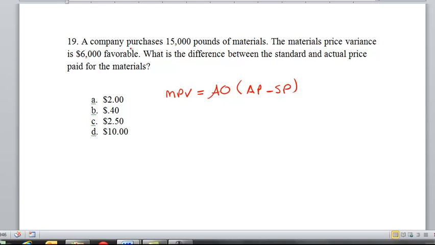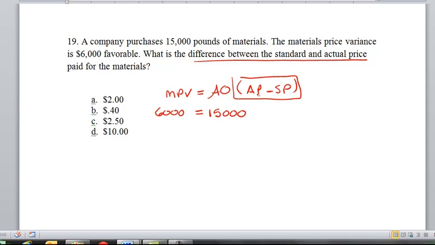So it says the company purchases 15,000 pounds of material. So that's my actual quantity purchased. Tells us that the variance itself is 6,000 favorable. And we want to know what is the difference between standard and actual price. Doesn't want to know what each of them are, just wants to know what is this difference here. So what we want to do is represent that difference with a variable. Namely, let's represent it with an x.